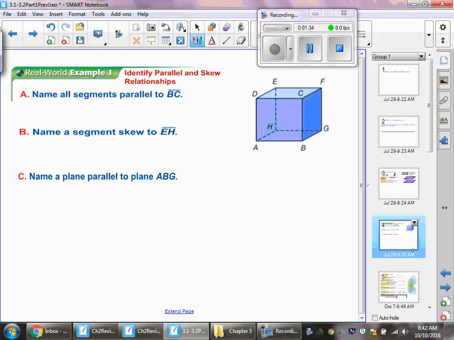Find BC on your cube. We need to name segments parallel to BC. Notice that BC is vertical. Another vertical segment is DA. Another is EH, which is also vertical. And the last one would be FG.